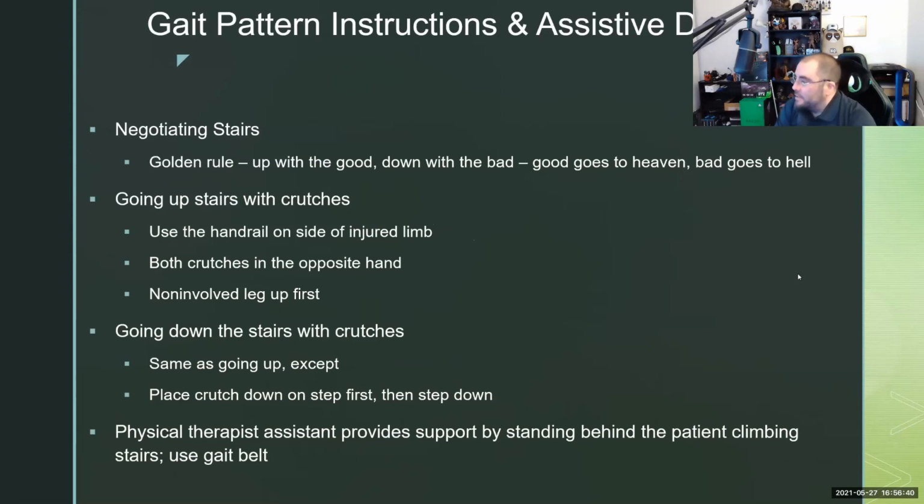Negotiating stairs. The golden rule, when you have an injured leg: up with the good, down with the bad. Good goes to heaven, bad goes to hell. So if I have an injured right leg, I had a total knee replacement on my right side, when I go up the stairs, I am going to go up with my left leg and come down the stairs with my right leg. Good goes to heaven, bad goes to hell. Does that make sense?